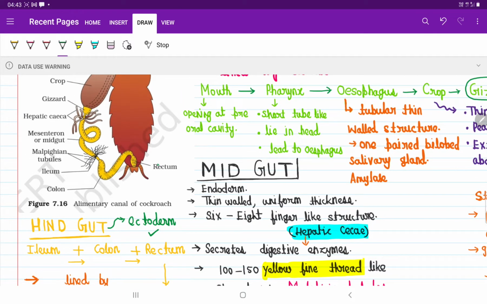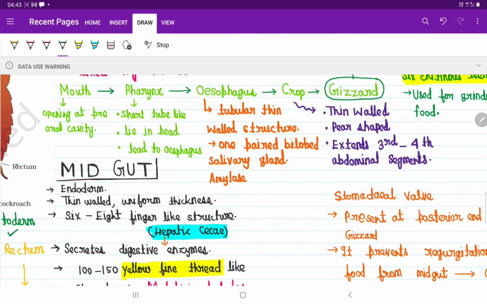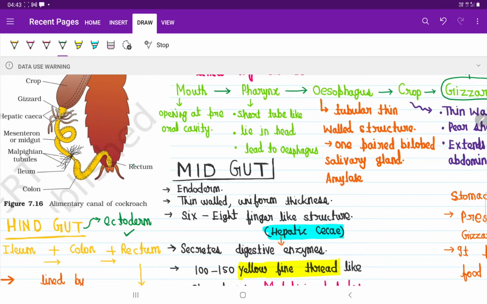Like in humans, we have the gastroesophageal sphincter that prevents backflow of food from the stomach to the esophagus, and then we have the pyloric sphincter that prevents backflow of food from the intestine to the stomach. In the same way, here they have the stomodeal valve. And now we come to the midgut.